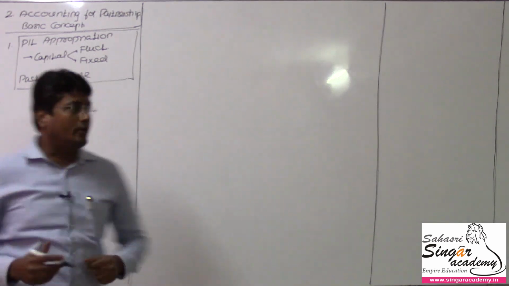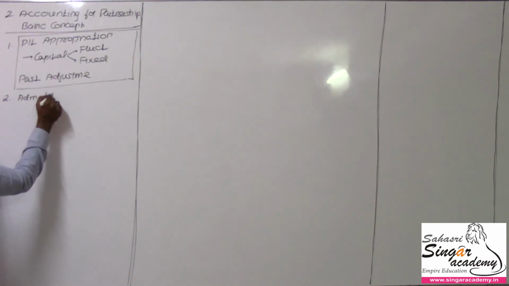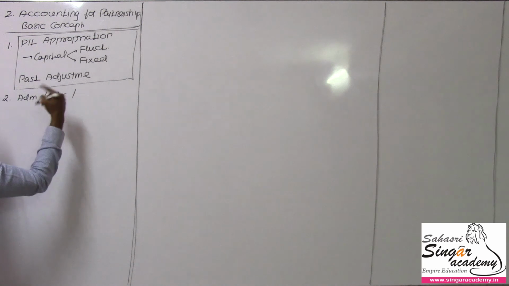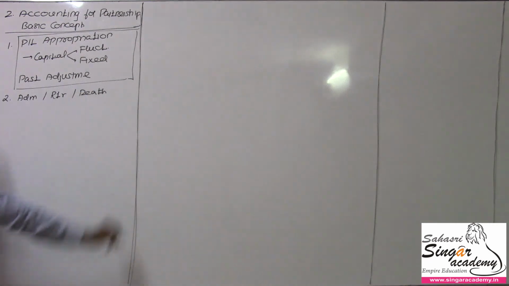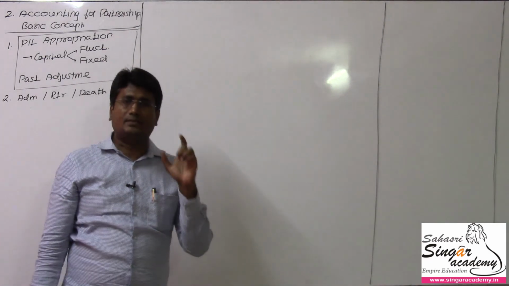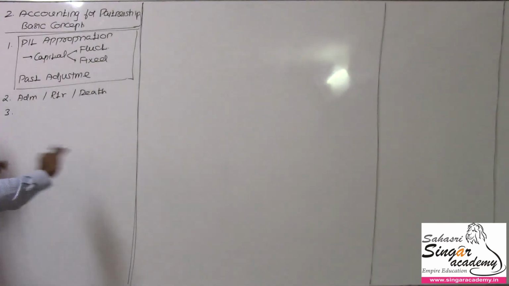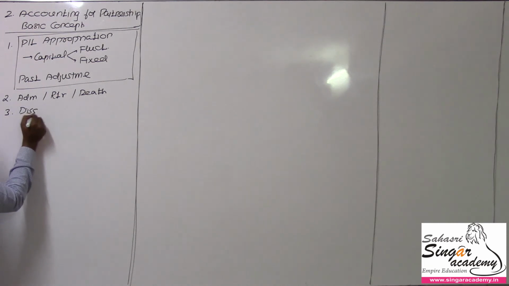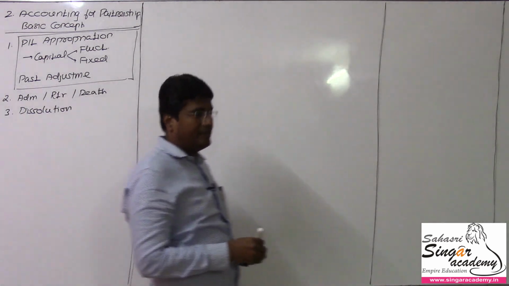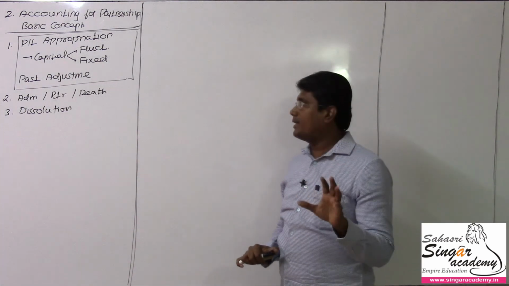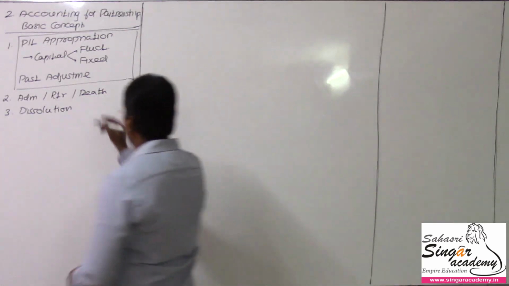Apart from that, subsequently you are going to learn about the reconstitution of firm, which is nothing but admission of a partner, retirement of a partner, as well as admission and retirement, and finally death of a partner. These are the 3 or 4 varieties we will be discussing in reconstitution of firm. Then the third concept is winding up of the business, which is called dissolution. We will study that separately. So these are the 3 aspects covered in partnership in detail. P&L appropriation account and past adjustments will be discussed in the first block.